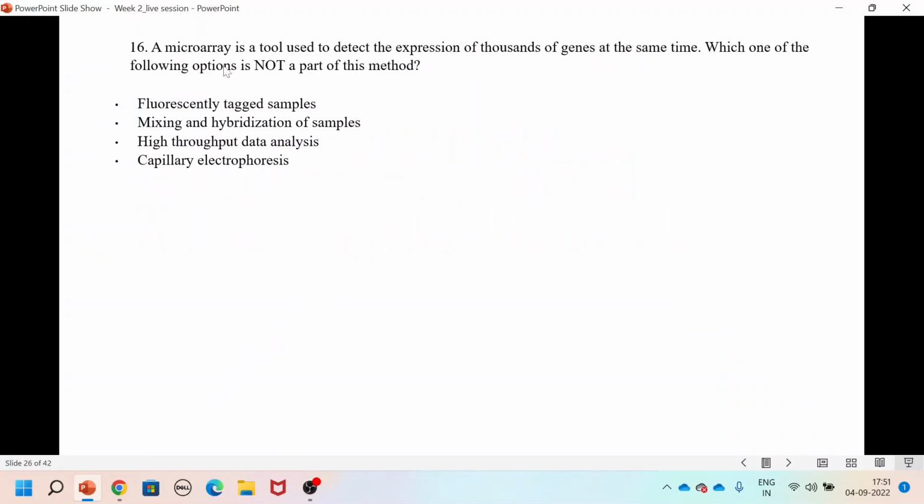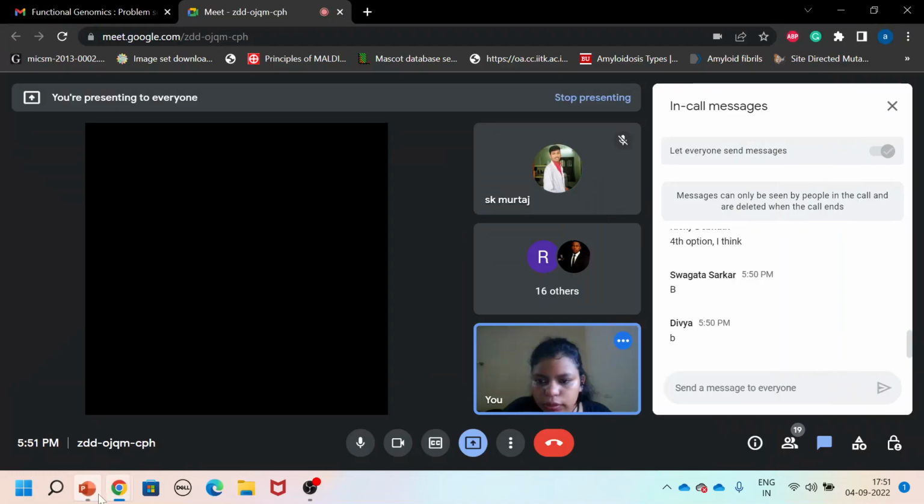the next question is, a microarray is a tool which is used to detect the expression of thousands of genes at the same time. Which one of the following options is not correct for this method? It uses fluorescently tagged samples. It requires the mixing and hybridization of the samples. It requires high throughput data analysis. And it involves capillary electrophoresis for detecting the expression of the genes. Any answers?